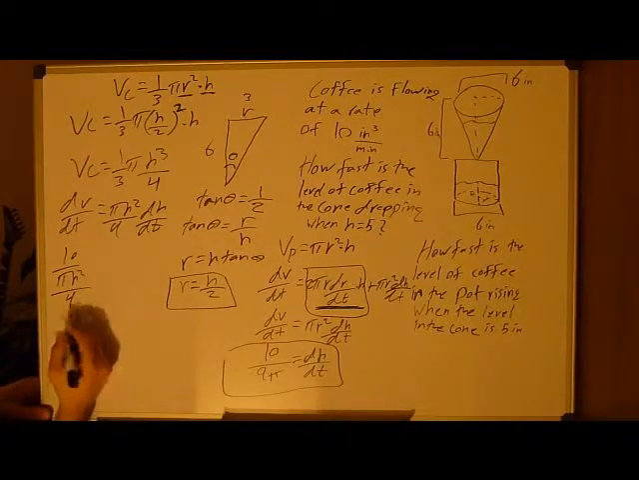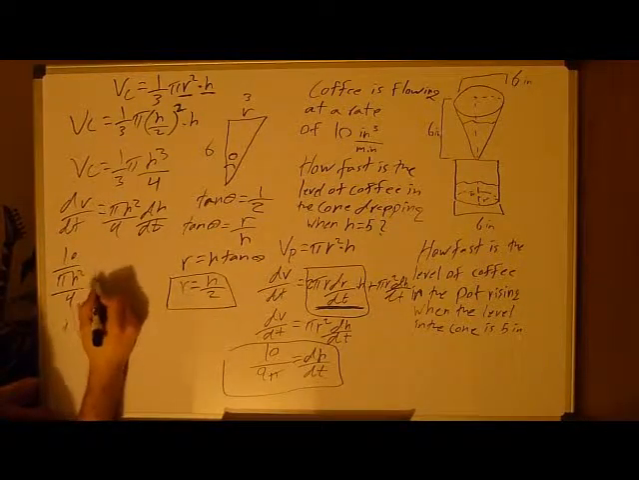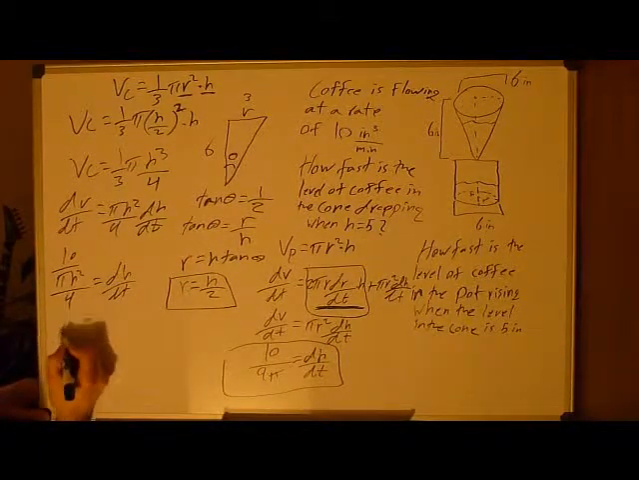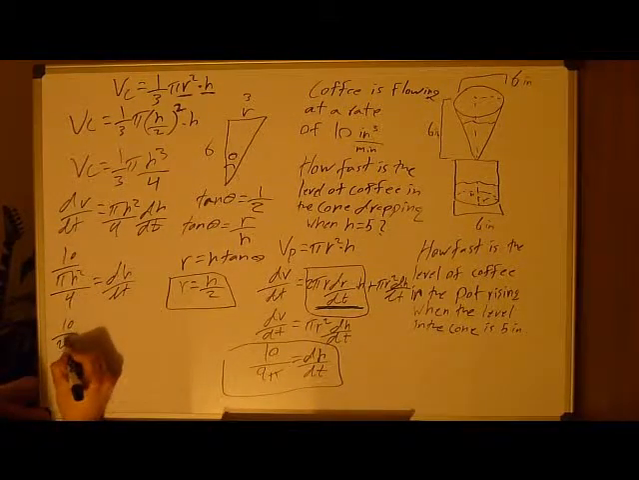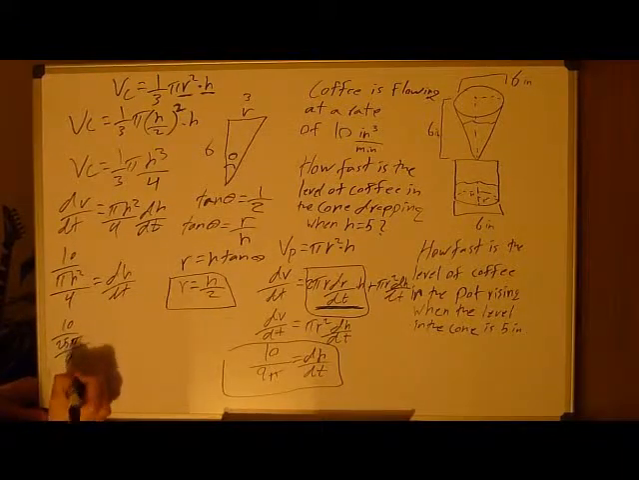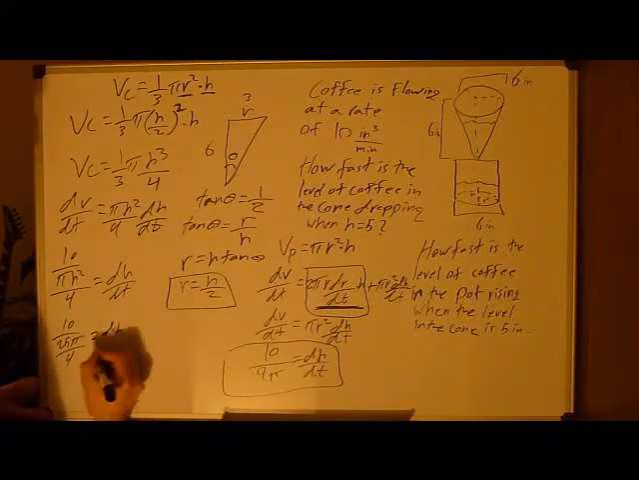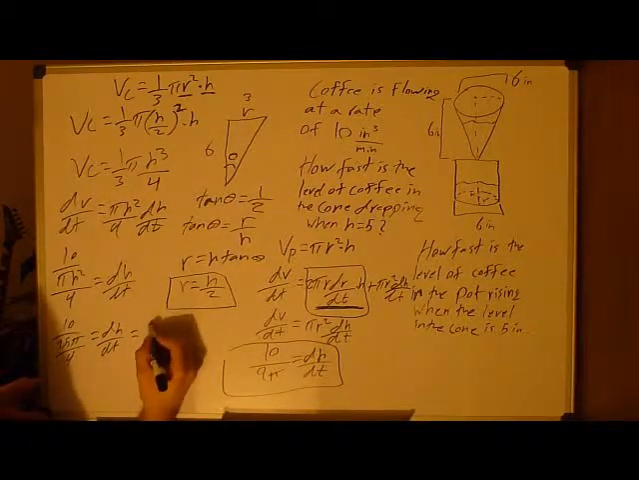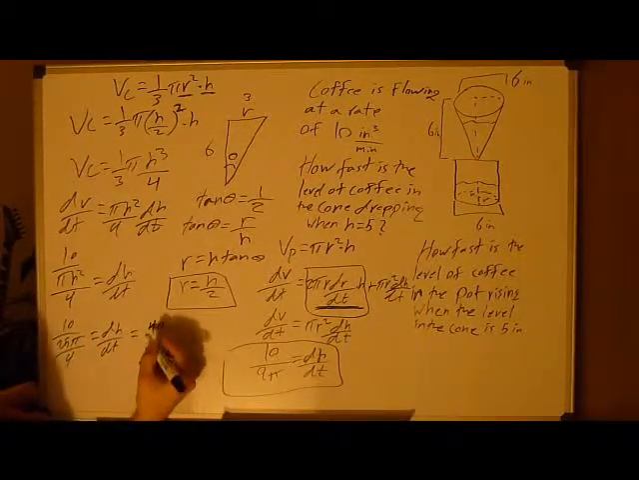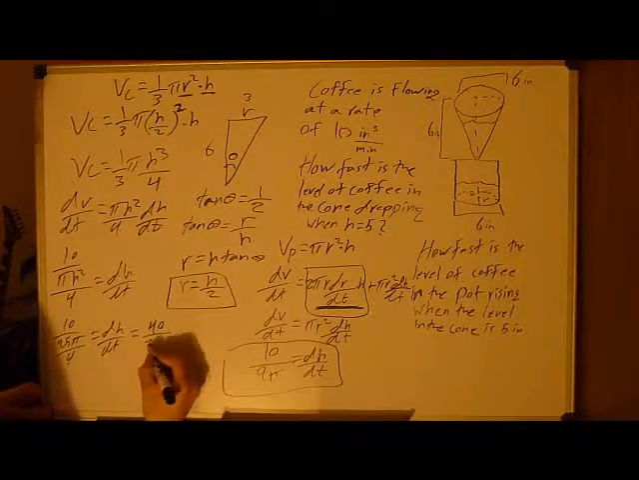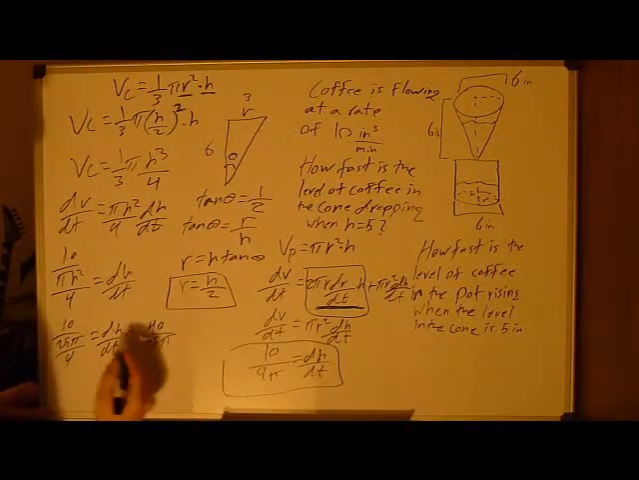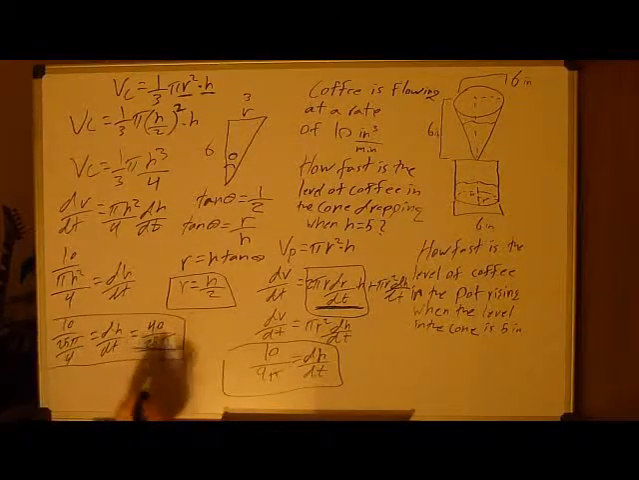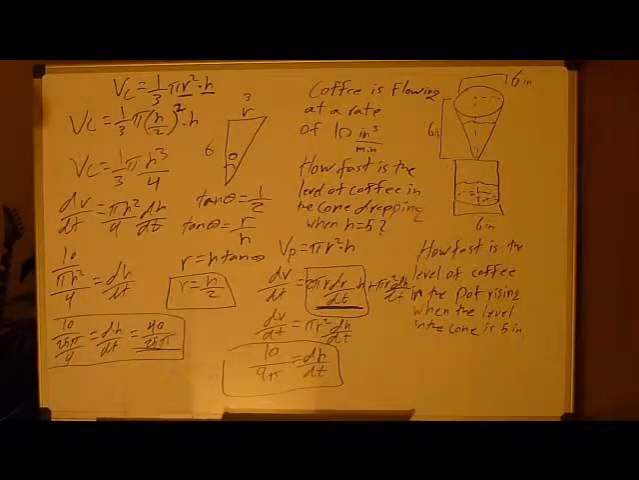What is that going to be? It's just going to be equal to dh dt. That's going to be 10 divided by 25 pi over 4 is equal to dh dt. And if you want to simplify that more, this is going to equal 40 over 25 pi. Again, whatever this is, it's going to be a number. You find the rate at which the height changes. Problem solved.